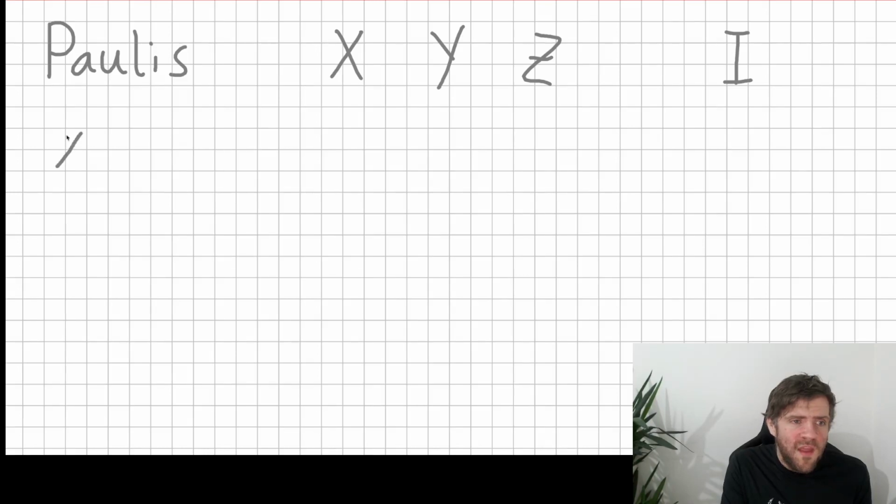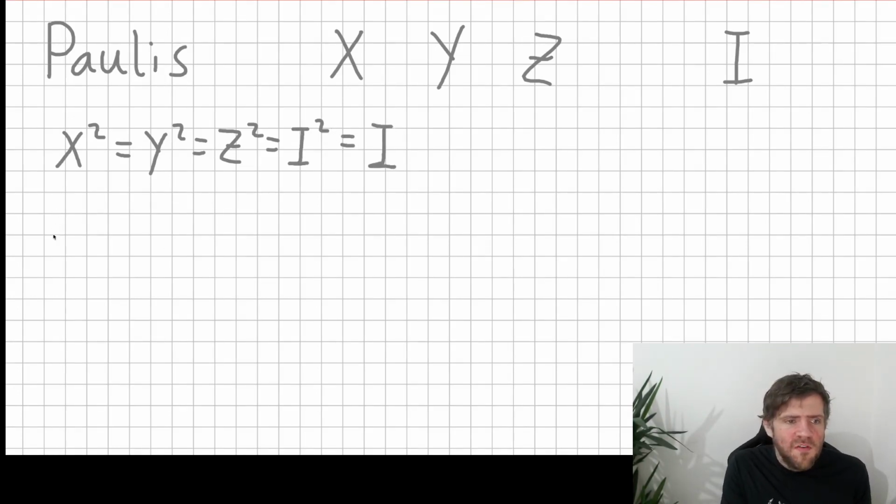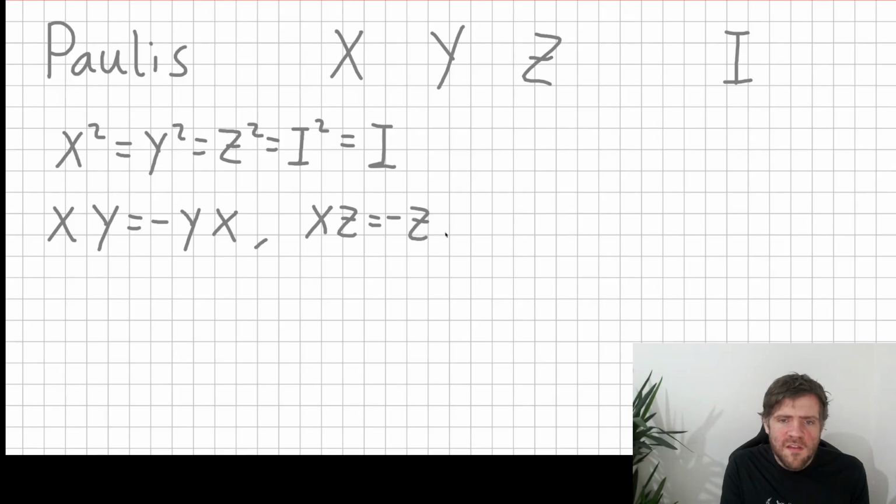So each of them has the property that if you square it, you get the identity. And this even holds for the honorary Pauli, the identity. And also we find that for any pair of them we have anti-commutation. So x times y is equal to minus y times x. And x times z is equal to minus z times x. And, there's another one, we might as well write it down. Z times y is equal to minus y times z.